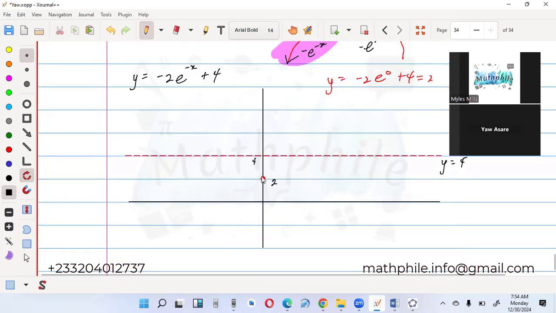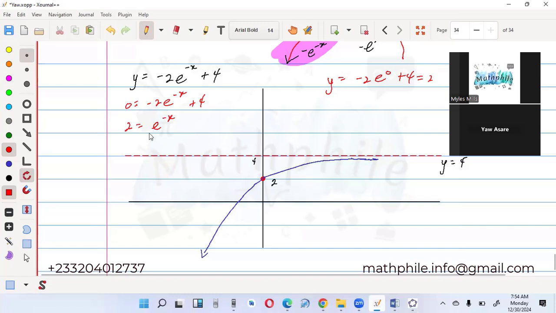Now, because we know the orientation of the curve, you can quickly draw this one using the asymptote as your guide. Then we know the graph is going to go this way. Is that okay? Yes. So you can now find the x-intercept. For x-intercept, y is equal to 0. So this will give you 0 is equal to negative 2 e raised to the power negative x plus 4. This should give you 2 is equal to e raised to the power negative x. I moved the 4 over there, which is negative 4. I divided by negative 2 so that I don't waste time.